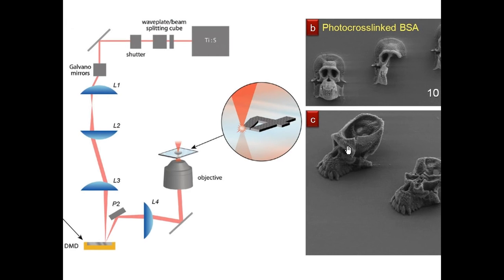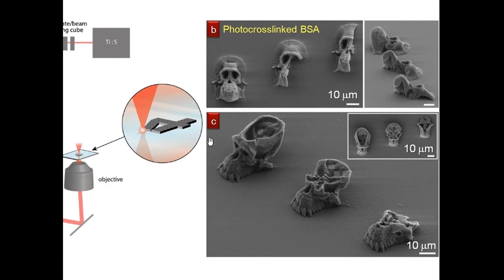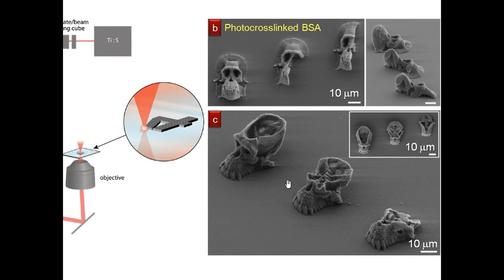And they have a system where they build things up layer by layer. There's an elevator type thing here, same as before. So this system allows you to make, again, some pretty complex three-dimensional structures. They made a skull and crossbones. I don't know why they did that, but it's pretty neat, like 10 microns in size here.